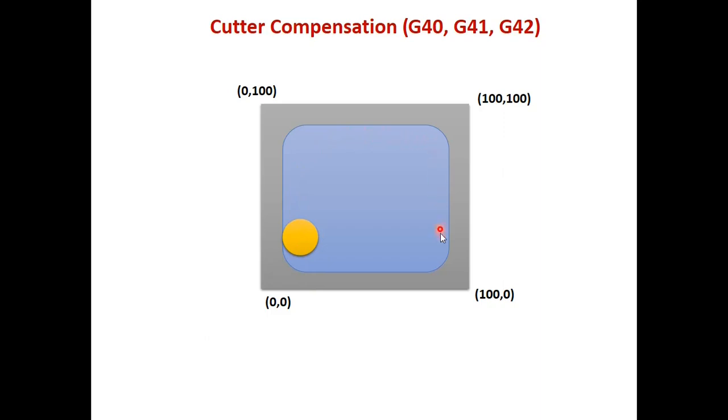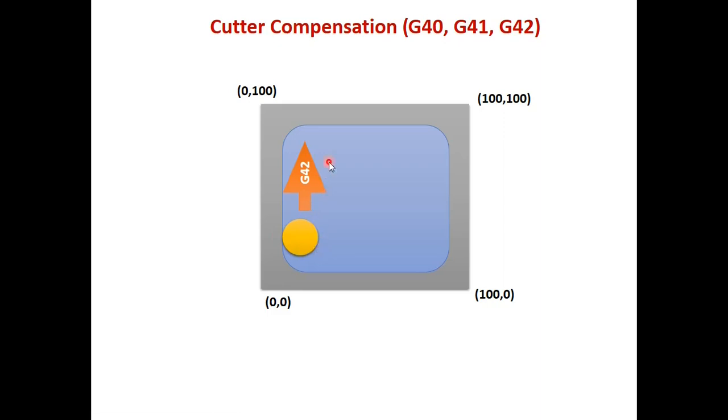So what happens? Let's see here. I'm doing a clockwise operation. I have to see from the back side. If I see from the back side, on the left side there is the workpiece, and on the right side is the tool, with no cutting. So cutting is happening at the left side. That's why for left side I have to use G42.